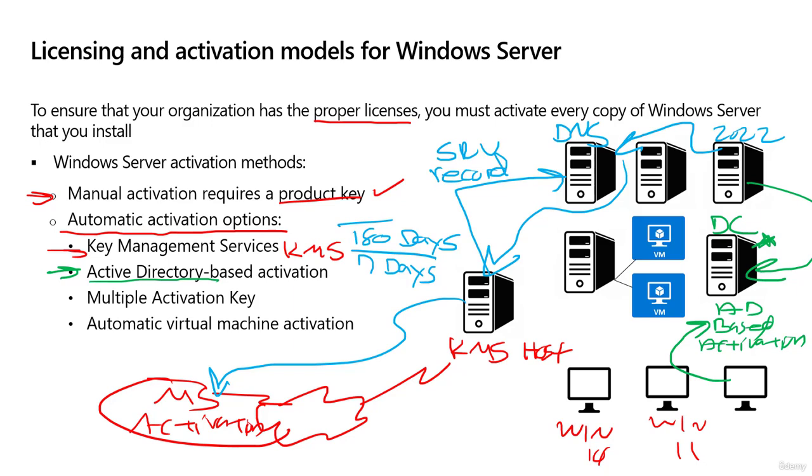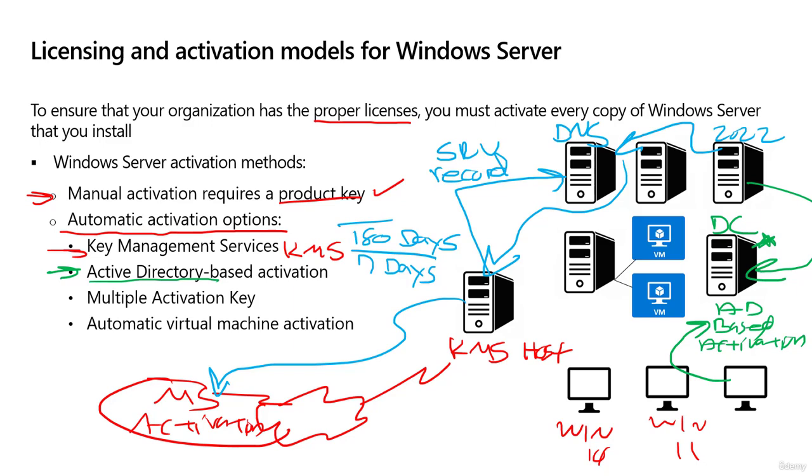Now, the same service you install to make a KMS host, you install that same service, the volume activation services. You just install it on your domain controller and you choose Active Directory based activation. So that's a newer option, but they work very similar.